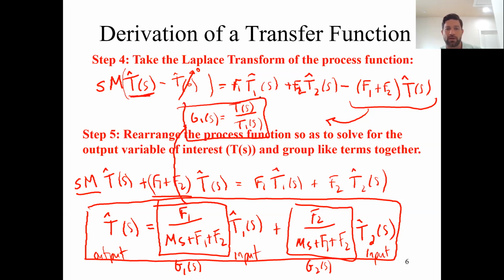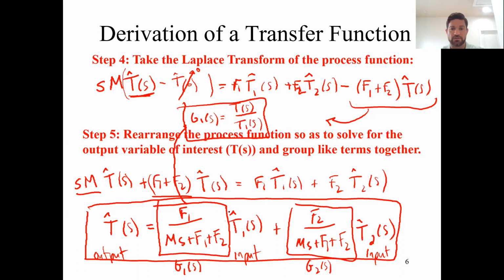Note, going forward, I'm not going to write the hats. Whenever we have a transfer function, it implies that it's in terms of deviation variables. So as we go forward, writing the T hats on here is a little bit redundant. It's going to be assumed that the transfer function is in terms of deviation variables, so we don't have to carry this through every time. Now this transfer function right here is flow 1 over the total mass of the system times s plus the combined flow rate. This tells us how the temperature changes with respect to changes in the input temperature T1.